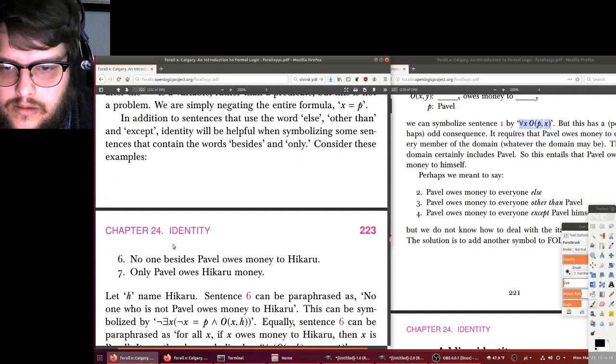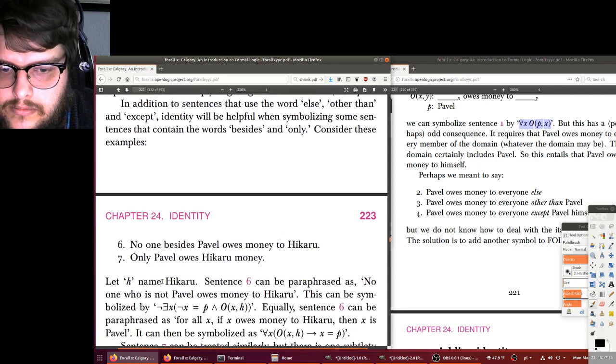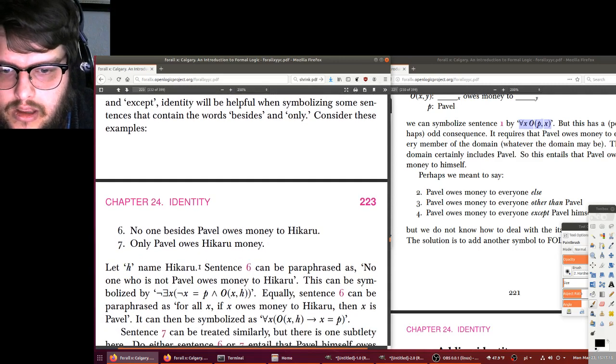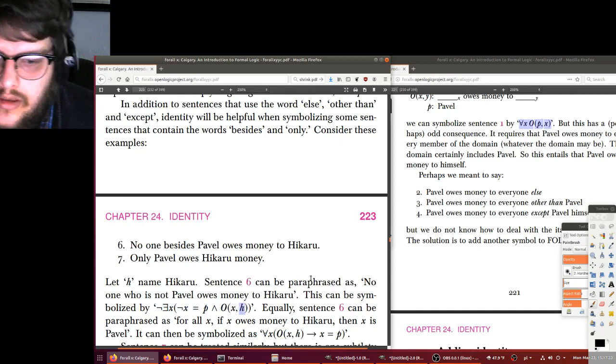Now, here's one. No one besides Pavel owes money to Hikaru, and only Pavel owes Hikaru money. I think those mean the same thing, right? So we'll use H for Hikaru, and maybe I'm wrong that they're the same. Let's read. So no one besides Pavel owes money to Hikaru, so they symbolize it this way. There is no X such that X is something other than Pavel, and that same X owes money to Hikaru. Yeah, these are the same, aren't they?